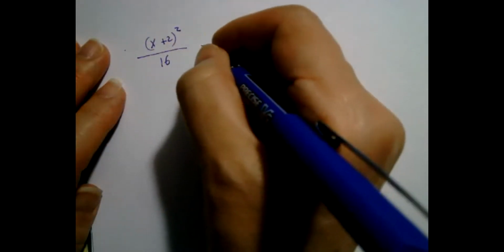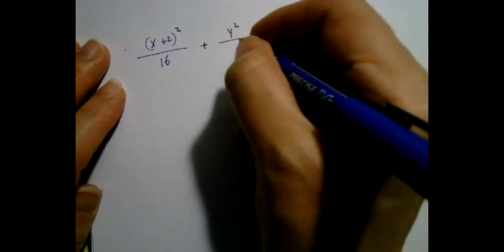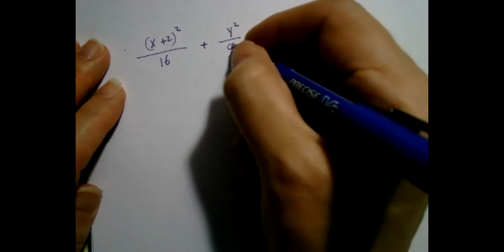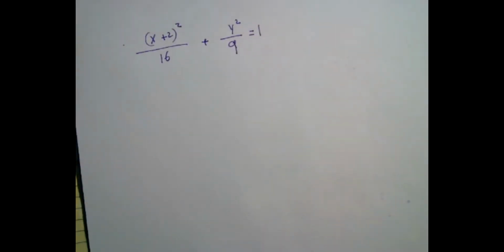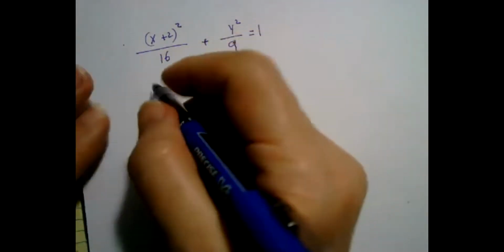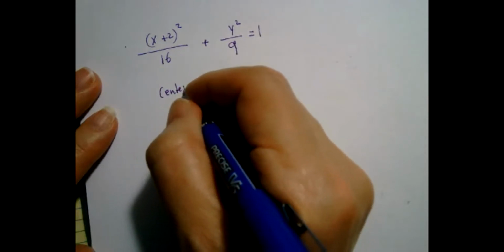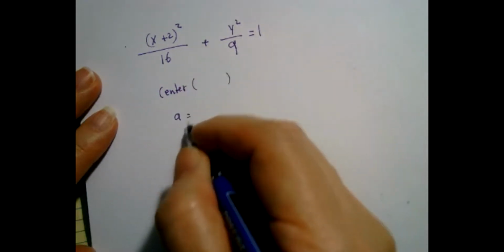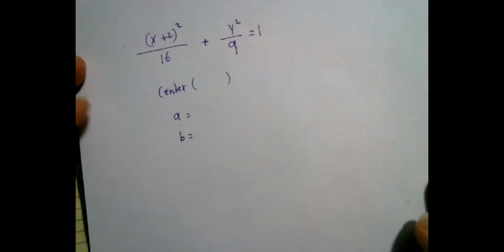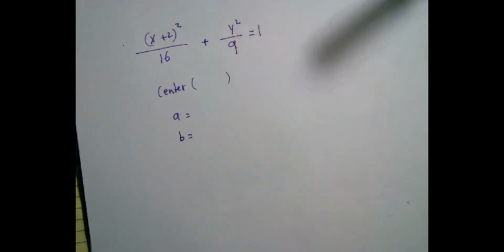So example number 2. Again, I'm going to give it to you in a standard format, but I'm expecting answers this time. (x plus 2) squared over 16 plus y squared over 9 equal to 1. And now my question is, I want you to find the center. I want A, I want B, and then we're going to sketch it. All right, what is the center in this case?